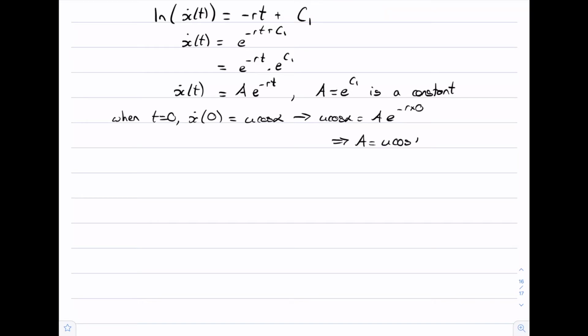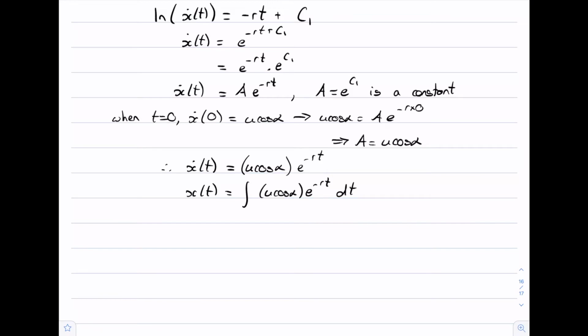This expression here is just 1, so I've got a times 1 equals u cos alpha, which means a equals u cos alpha. So that means we can now substitute that back into here, and we can write that x dot of t, the velocity in the x direction, is given by u cos alpha times e to the minus rt, which is good. We've got an expression for x dot of t, and we can integrate that to get x of t, which is what we want. So x of t is going to be the integral of u cos alpha e to the minus rt dt.